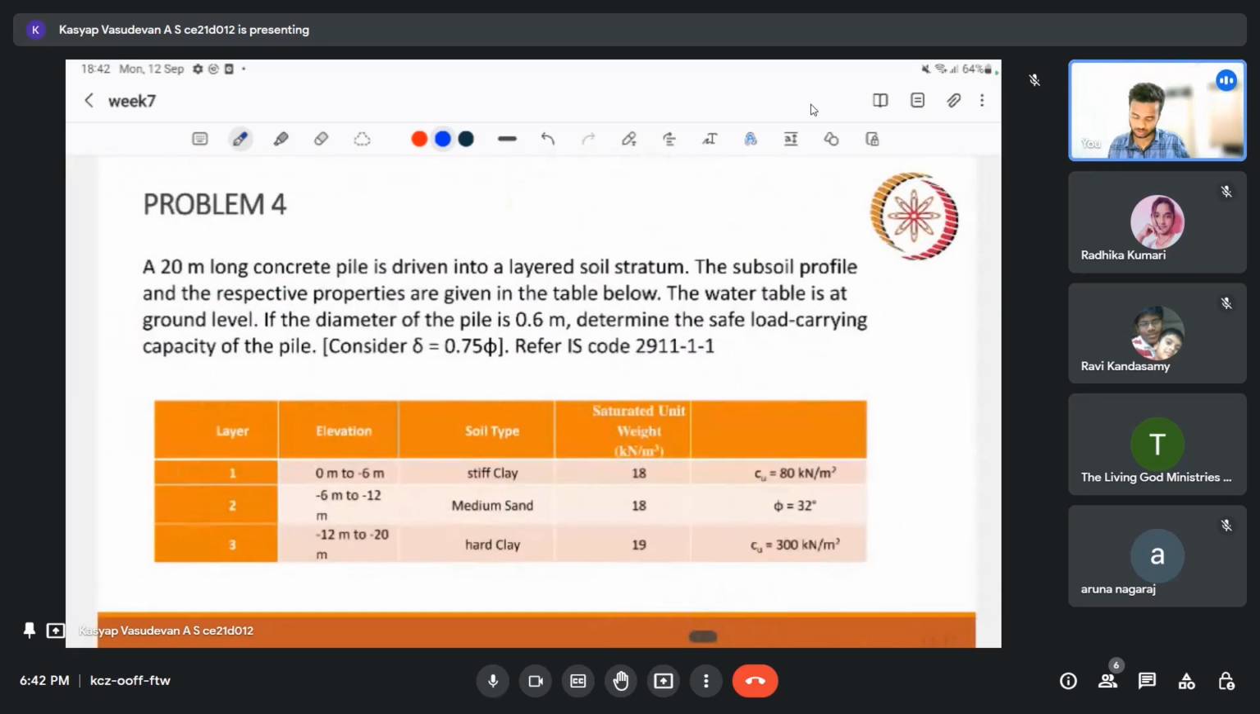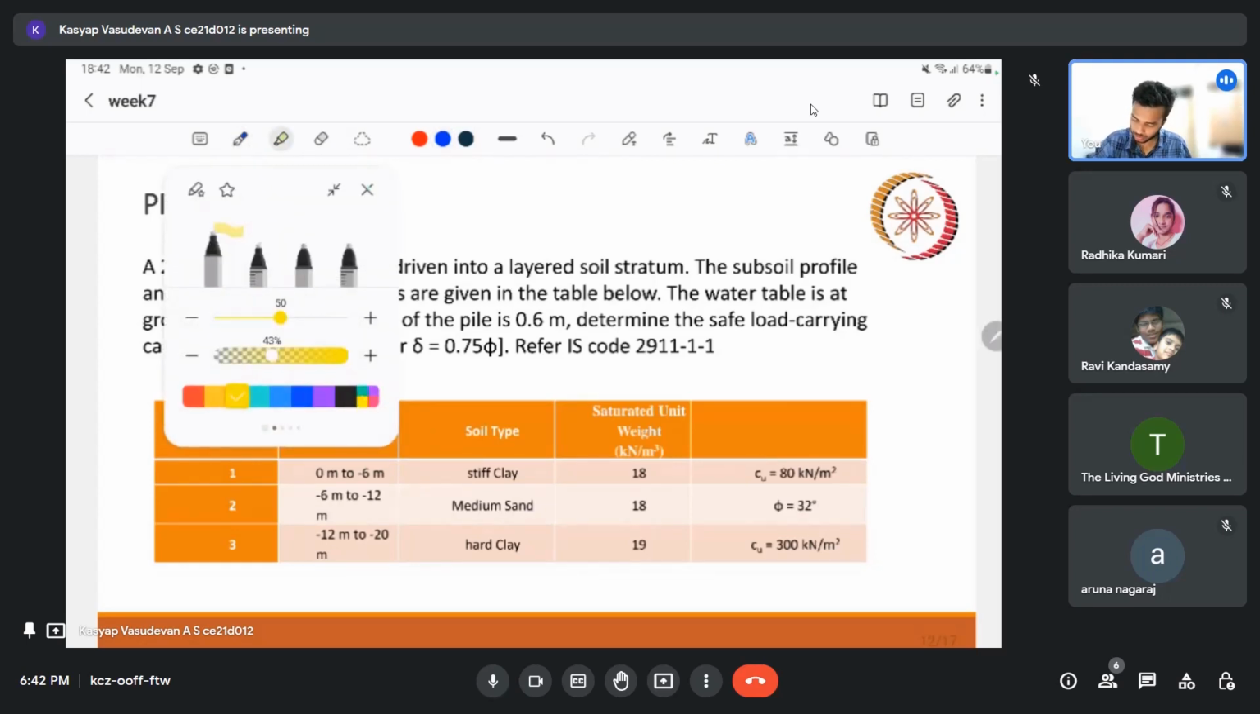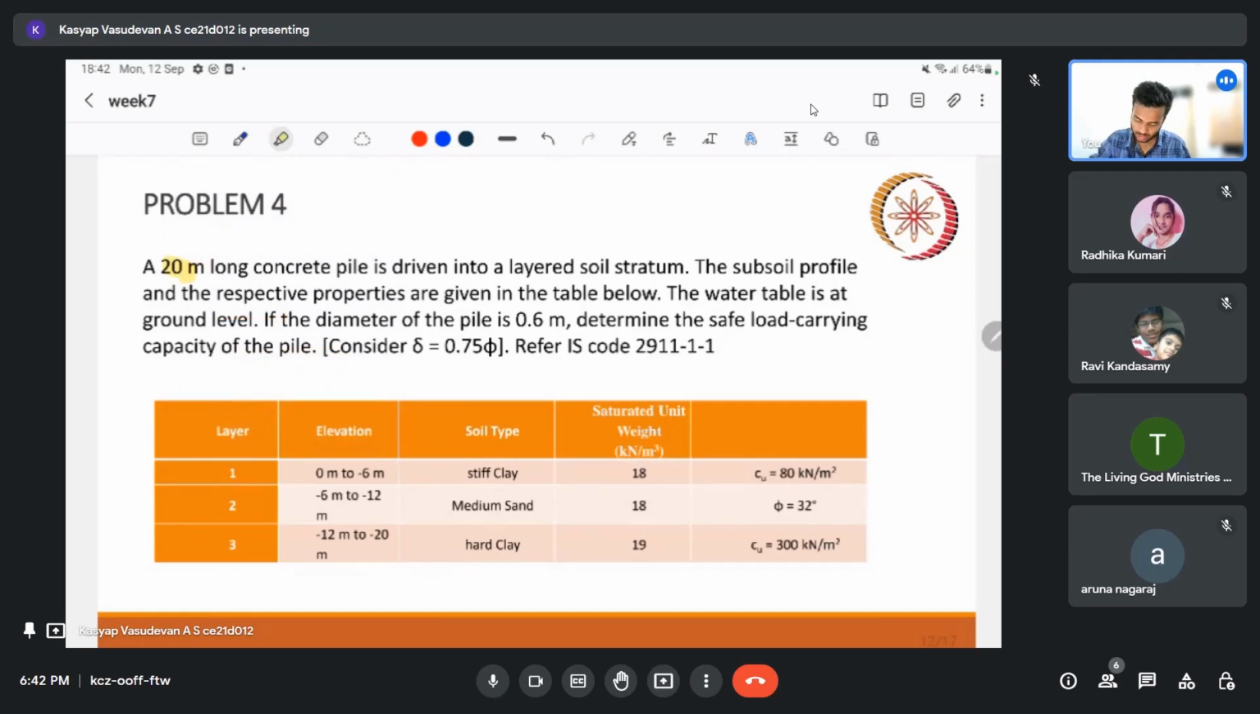So let us do one more question just to do that. Let us go through the question first. We have a 20-meter long pile with layered stratum. The stratum is similar to what we have done before: clay, sand, clay. The water table is at ground level. That is a difference. And we have the dimensions of the pile. We have to find the safe load capacity. This we'll check in the IS code. So we need alpha and our K value for our skin friction part.